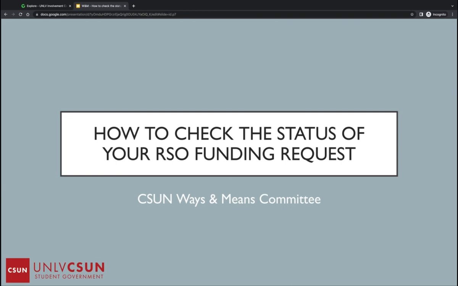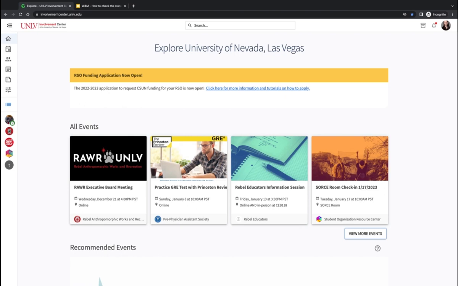Welcome! UNLV's CSUN Undergraduate Student Government provides supplemental funding to registered student organizations, also known as RSOs. In this webinar, we will provide you with a step-by-step tutorial on how to check the status of your previously submitted funding request. You'll first want to navigate to the Involvement Center.